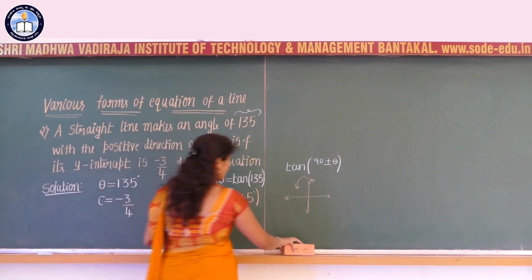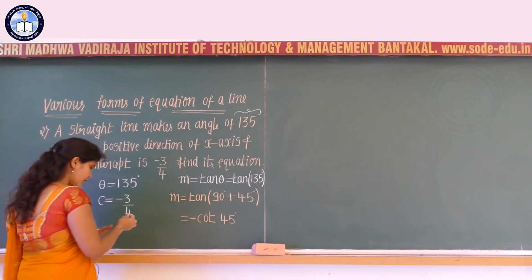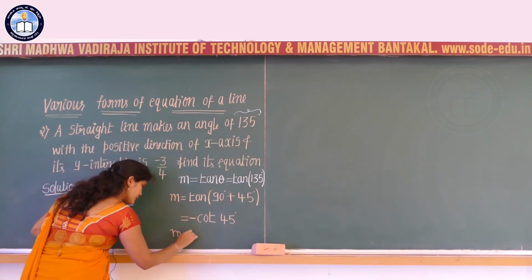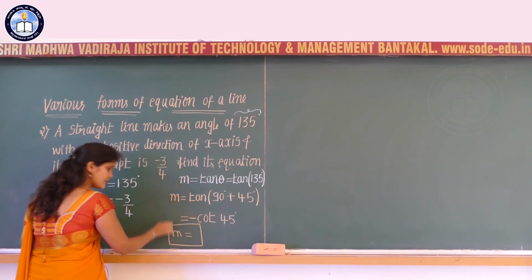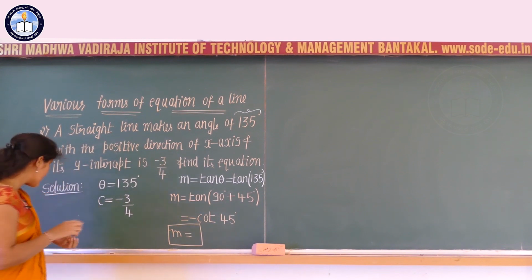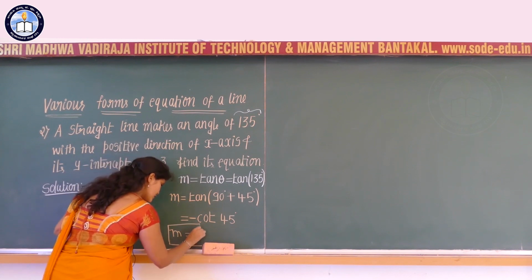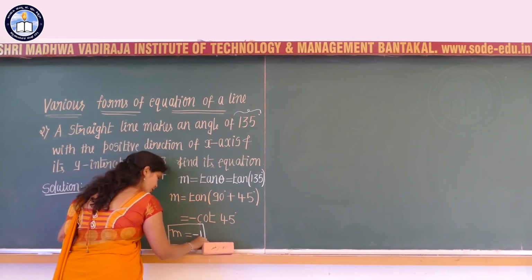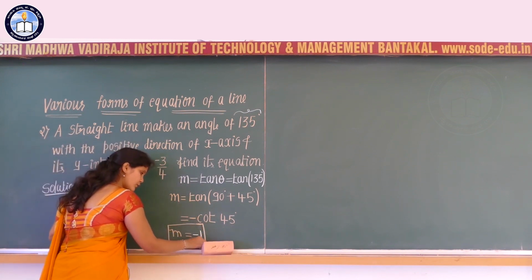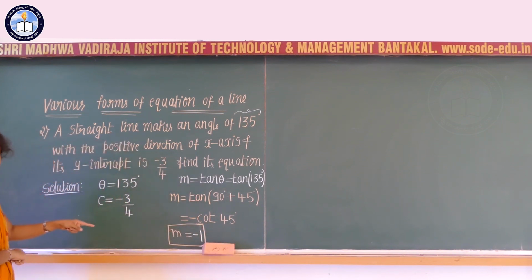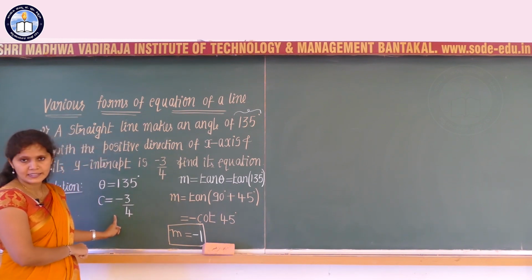So that is nothing but minus cotangent 45 degree. What is meant by cotangent 45 degree? Cotangent 45 degree is nothing but 1. So therefore the answer becomes minus of 1. So minus of cotangent 45, that is nothing but minus of 1, that is the value of m. Now we know the slope and we know the y-intercept.